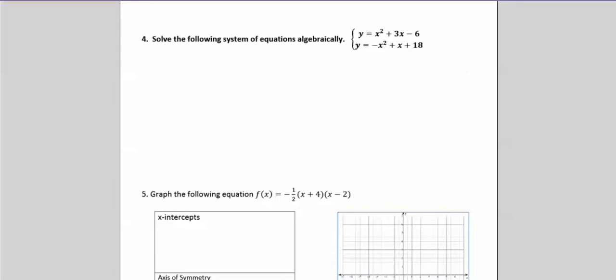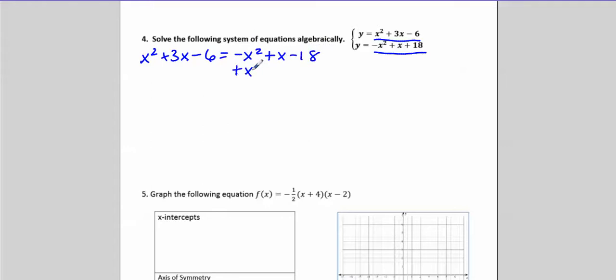Okay, here's another system to solve algebraically. This time, both equations equal y. So if I set this equal to this, then both of my y's are gone, so substitution might be a good method this time. The reason why I can set the two equations equal is because they both equal y. So if they both equal y, they have to equal each other. So I have x squared plus 3x minus 6 equals negative x squared plus x minus 18.